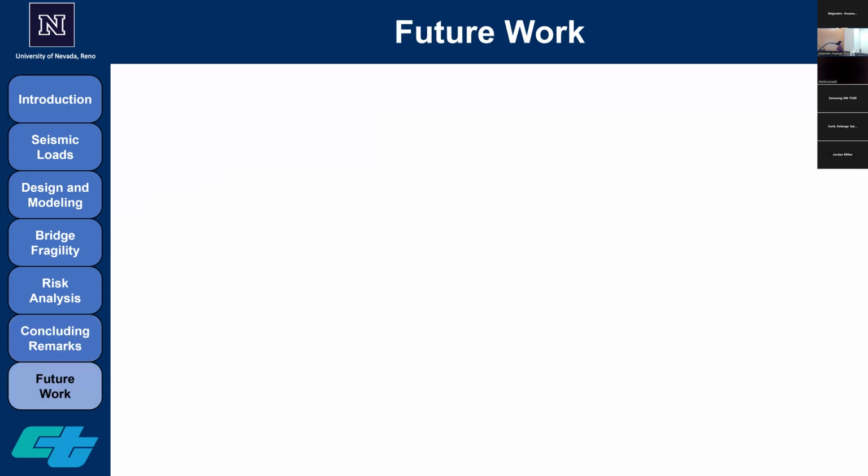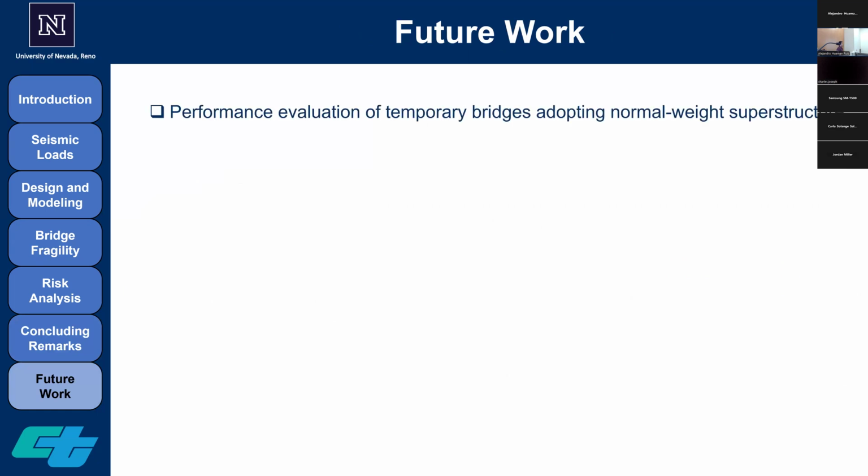For the future work of this research, we are primarily focusing on performance evaluation of temporary bridges that adopt a normal weight superstructure, because this is another option that DOTs like Caltrans use. We are trying to do the evaluation and compare it with the results for the temporary structure with the lightweight superstructure that we have right now.